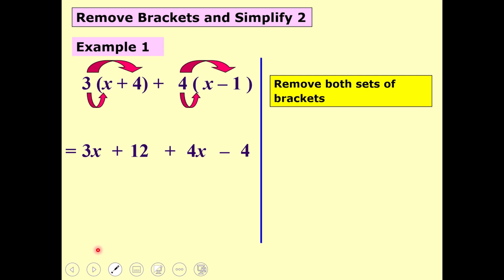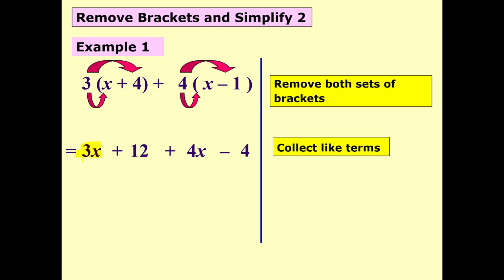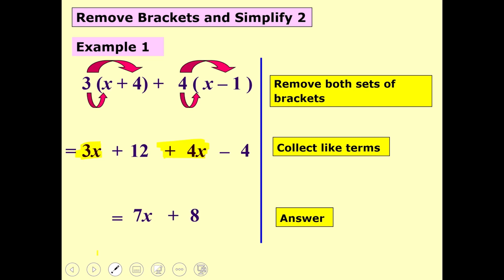Once we've done that, second step as always, we're now going to collect like terms. So collect our x's together, and then we can collect our numbers together. So 3x plus 4x gives you 7x, and 12 subtract 4 gives you 8, and that is your final answer. Again, make sure you are copying these examples down, please, just so you've got them to refer back to.